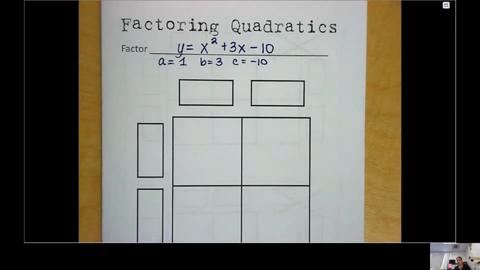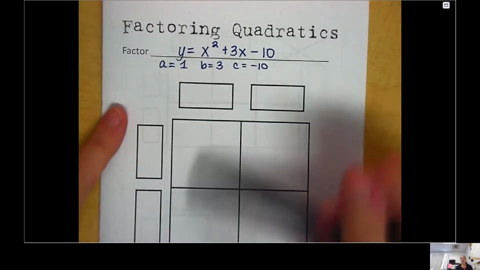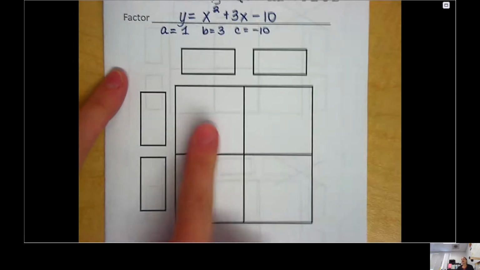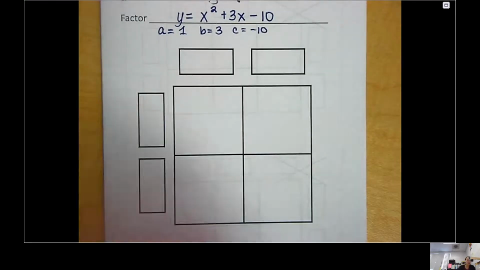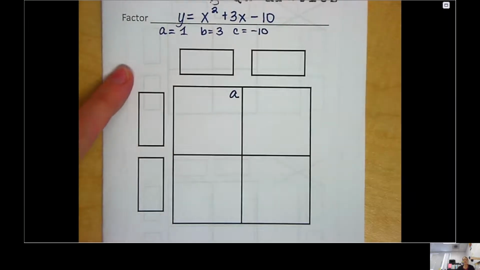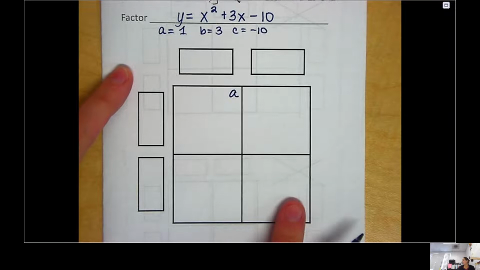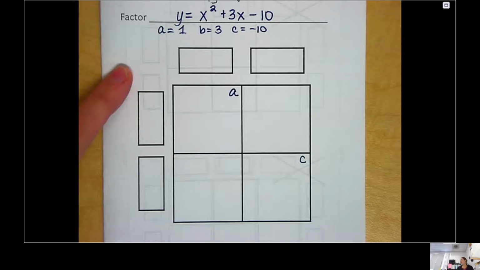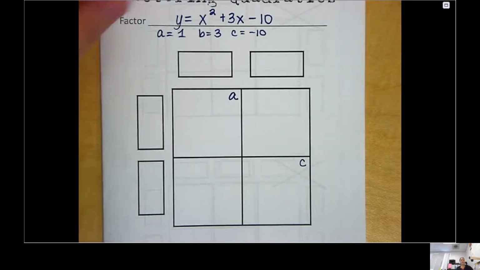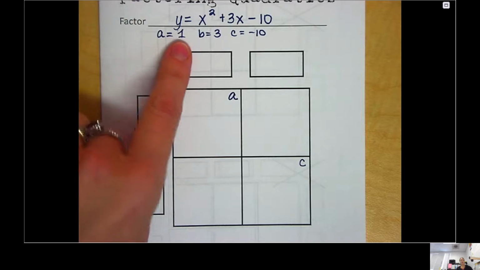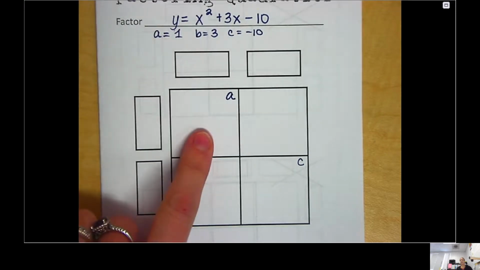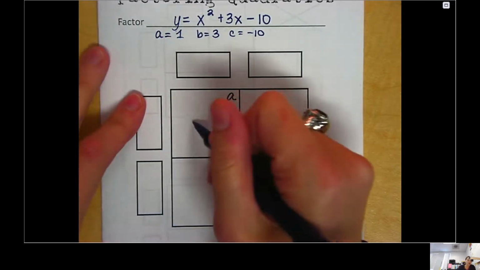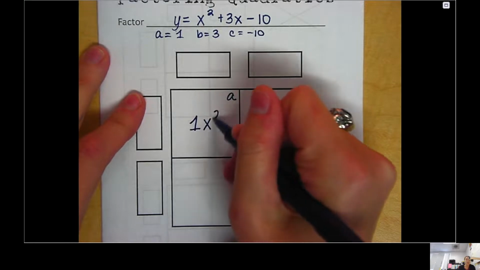Or grab another one. Okay, so in these boxes here, it's always going to be the same setup. In this first box on the upper left, this is where our A value is going to go. In the one that's diagonal from it over here, this is where our C value is going to go. So from the equation that they've given us, we're going to actually take the whole term, not just the constant. We're going to take the whole term. So in this box A, I'm going to write in 1x squared. So it's the first part of my equation, 1x squared.